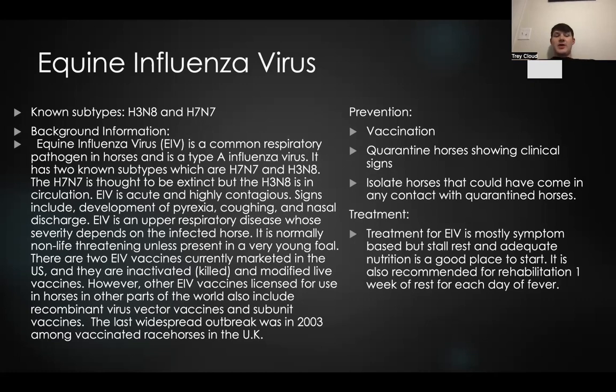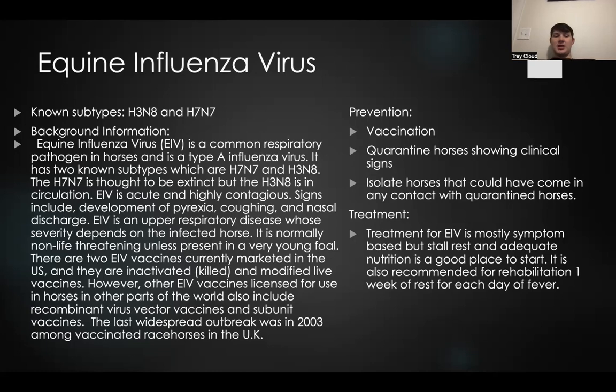And equine influenza virus, also known as EIV, is a common respiratory pathogen in horses, and it's a type A influenza. It's acute and highly contagious. And then some signs of EIV include development of pyrexia, coughing, and nasal discharge. It's an upper respiratory disease, and the severity really depends on the immune system of the infected horse. A better immune system, the less it's going to affect them.